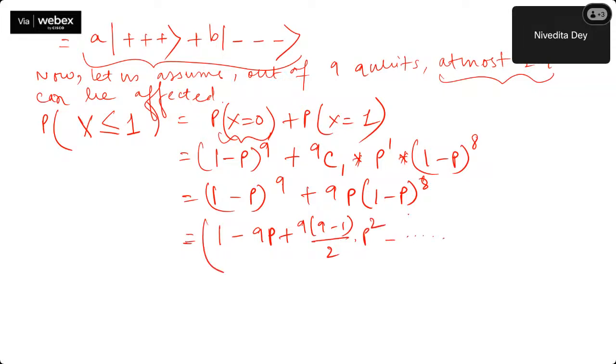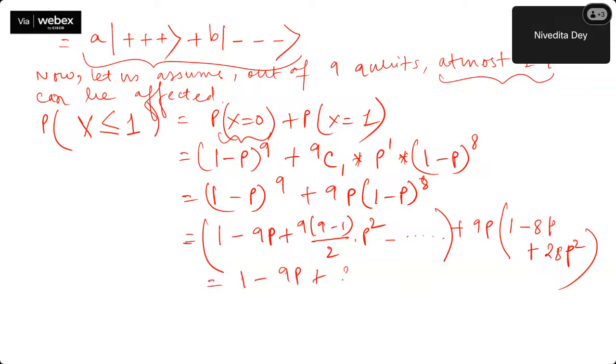Likewise, we will proceed for this. Similarly, for this also, we will proceed like that, like 1 minus 8p plus 8 into (8 minus 1) by 2, that is 8 into 7 by 2, that is 28, say 28p square. And this one will be, I guess, 9 into 8 by 2, that is 36. So it is 1 minus 9p plus 36p square. Let me ignore the higher order terms, because if p is very small, they will be very less. Plus 9p into this thing. So it is 9p minus 9 into 8, that is 72p square.